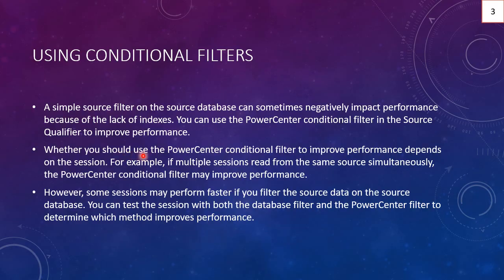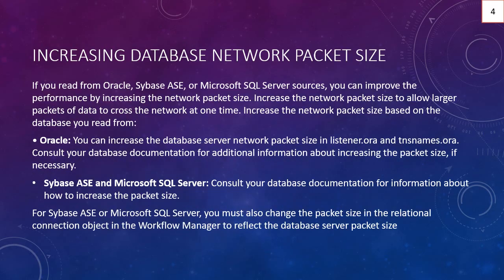The next point is that whether you should use the PowerCenter conditional filter to improve performance depends on the session. For example, if multiple sessions read from the source simultaneously, the PowerCenter conditional filter may improve the performance. However, some sessions may perform faster if you filter the source data on the source database. You can test the session with both the DB filter and the PowerCenter filter to determine which method improves performance. You can compare so that you know which one performs best.